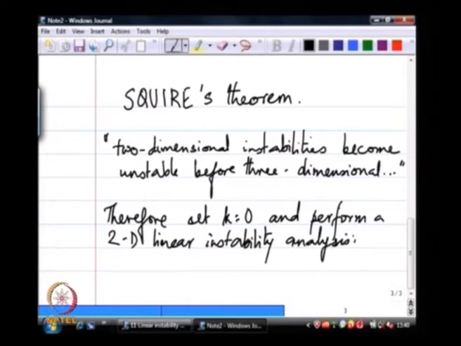So, if somebody ever asks you to perform a full 3-dimensional linear instability analysis, first look for a reason why the 2D would not give you the highest growth rate. So, if the flow direction is unique, okay, then the only linear instability mode I need to consider is the one in the flow direction.